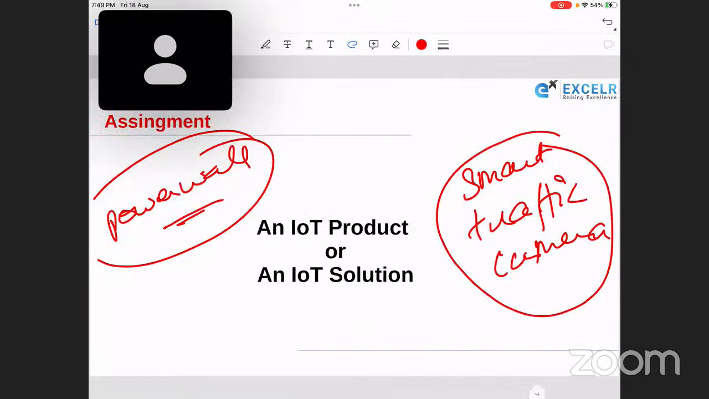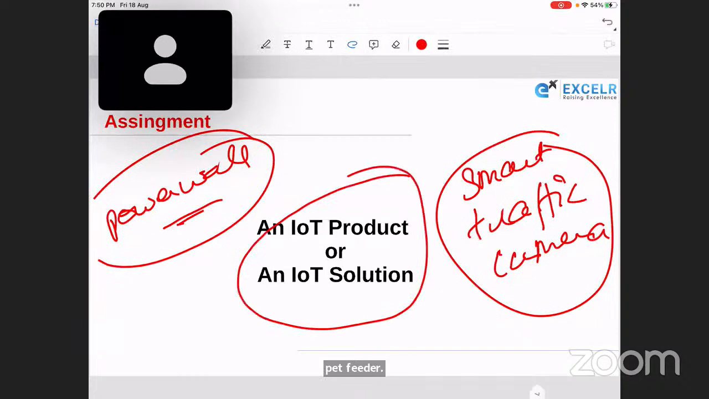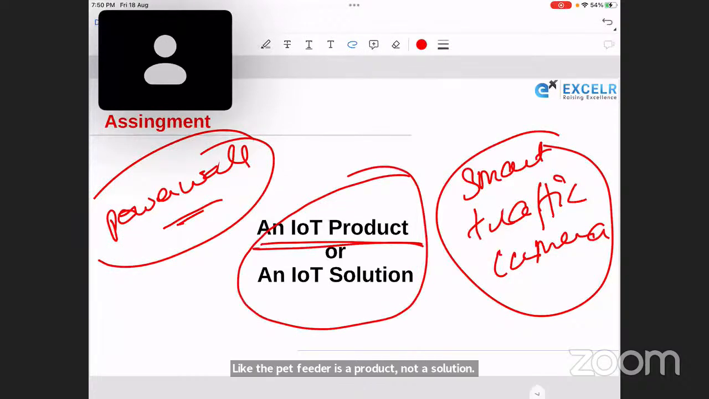So your thing can be a product or a solution, like the pet feeder. The pet feeder is a product, not a solution. A solution is bigger. Home automation is a solution. A smart plug is a product. It's small, it just solves one purpose. If it has multiple issues, multiple domains, multiple components, then it becomes a solution.